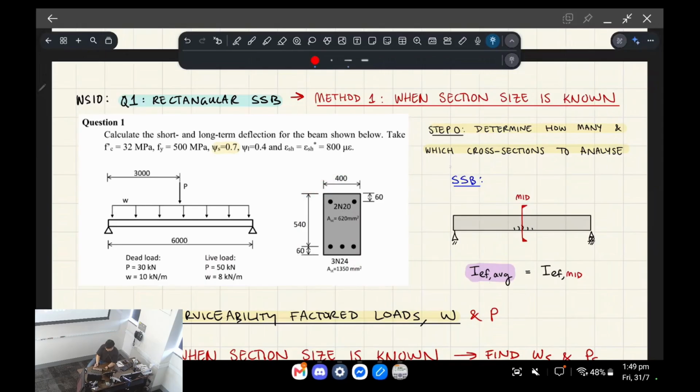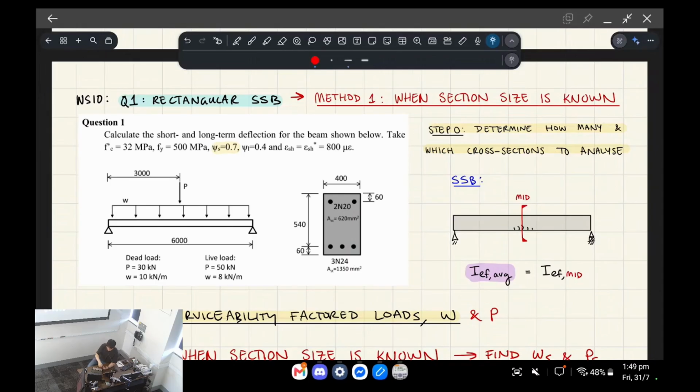Basically the first step, or rather I've written it as step 0, and you don't literally need to write down the step, which is why I've written it as step 0, but you need to look at the problem and try to figure out how many cross sections we need to analyze. In our case, we only need to analyze one cross section, which will be the cross section in the middle.